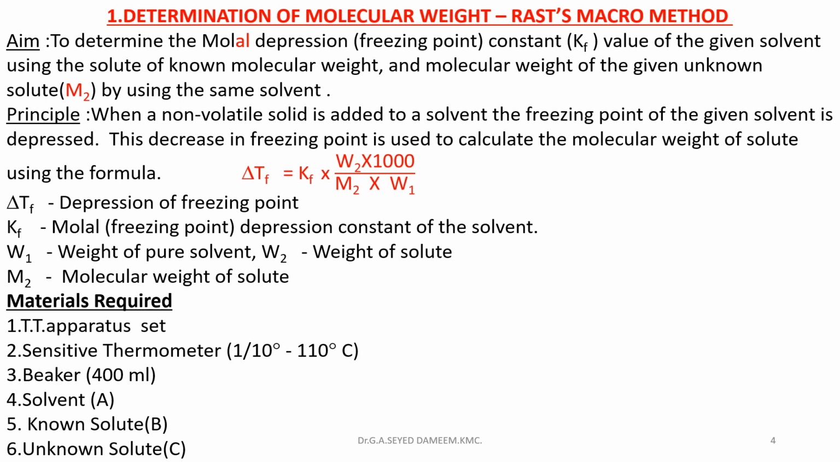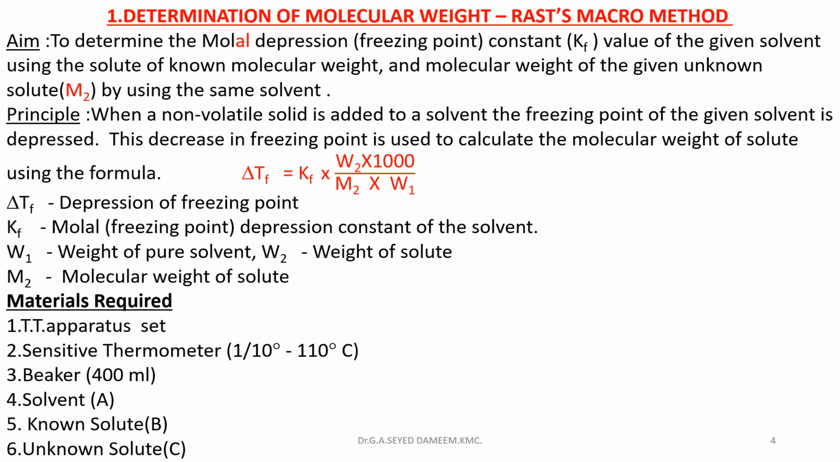After determination of Kf of the solvent, we can calculate the molecular weight of the unknown solute by determining delta Tf, that is T1 minus T3, where T1 is the freezing point of the pure solvent and T3 is the freezing point of the solution containing solvent plus unknown solute. So by experimentally determining delta Tf and knowing the value of Kf, we can simply calculate the molecular weight of the unknown solute. That is the principle behind this experiment.